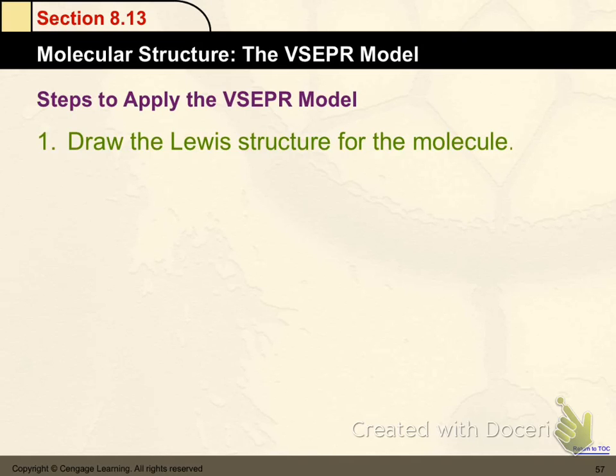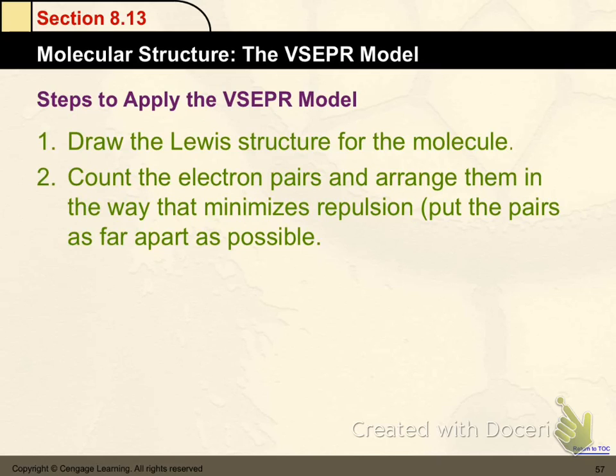So here are a few steps to learn how to draw VSEPR models. First of all, draw the Lewis structure of the molecule. So see how many total valence electrons there are, place bonds and atoms around a central atom, and then satisfy the octet rule and draw your Lewis structure, placing any remaining electrons on the central atom. Next, count the electron pairs and arrange them in the way that minimizes repulsion.